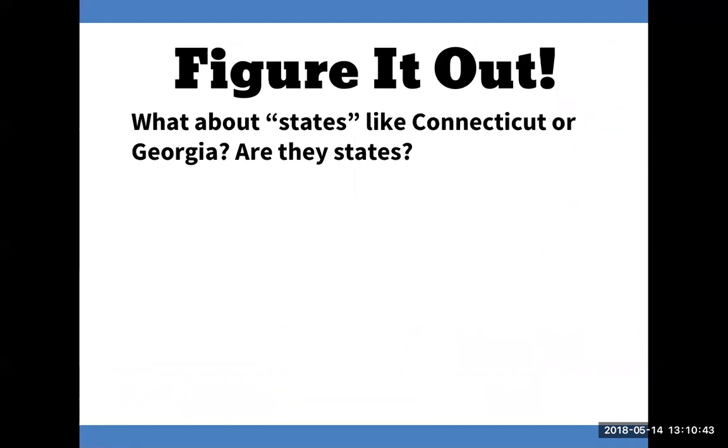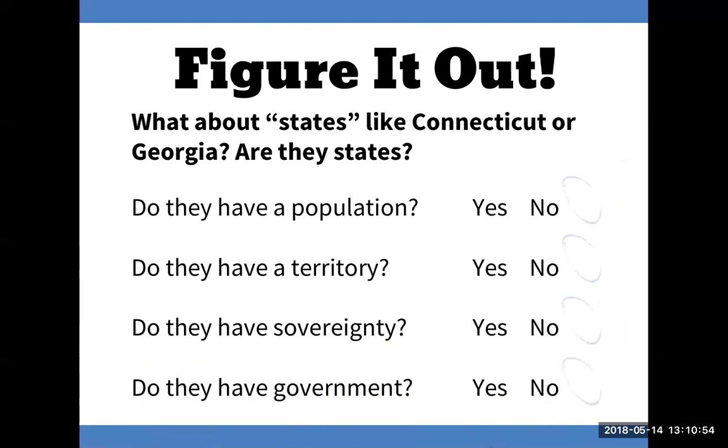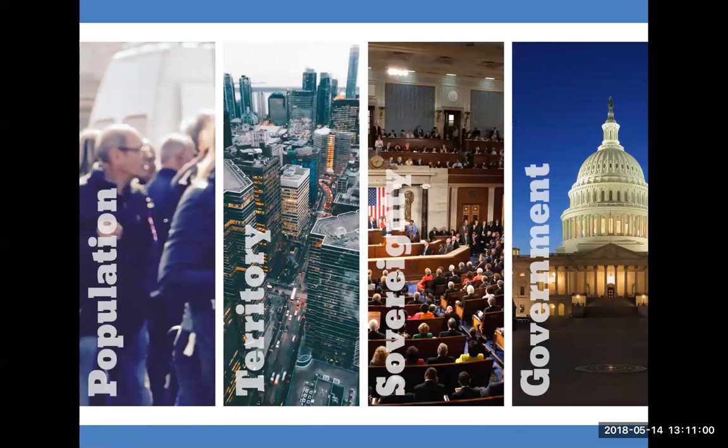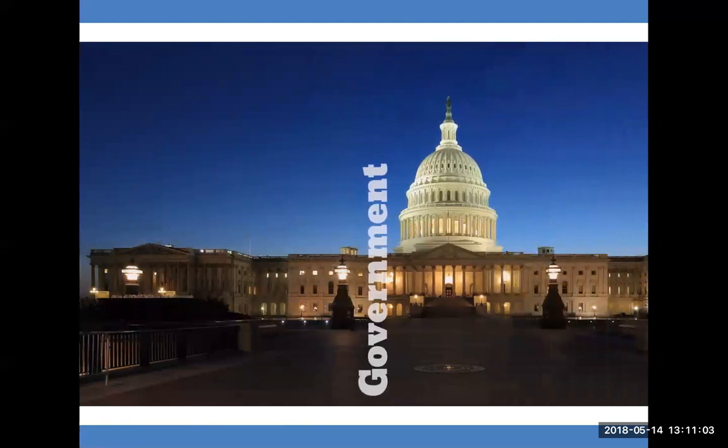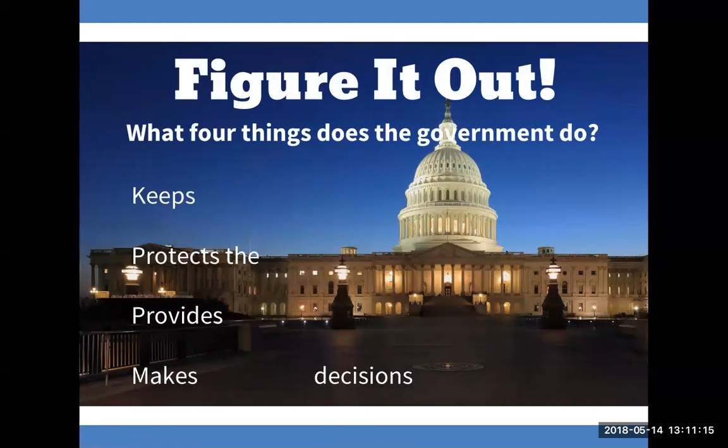What about states like Connecticut or Georgia? Are they states? Do they have a population? Do they have a territory? Do they have sovereignty? Do they have government? The answer to each of these questions is yes. However, states can't make laws that go against the U.S. Constitution. They have a higher authority above them. Figure it out. What 4 things does the government do? Keeps order, protects the country, provides services, makes economic decisions.